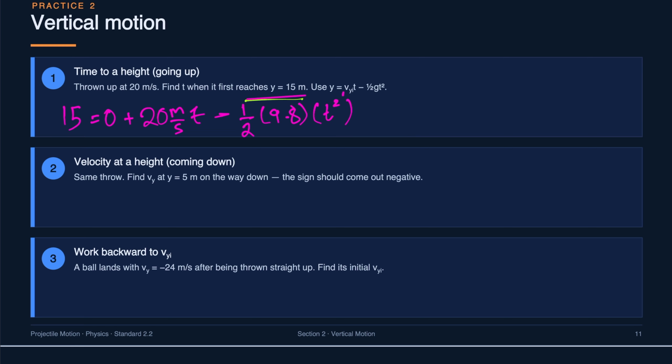So yeah, you first subtract 15 from both sides. You're left with negative 9.8 over 2 t squared plus 20t minus 15 is equal to 0. Now you can find the solutions for this equation. Right? You can either graph this or you could use the quadratic formula. Right now I'm just going to graph it because that's a bit easier.